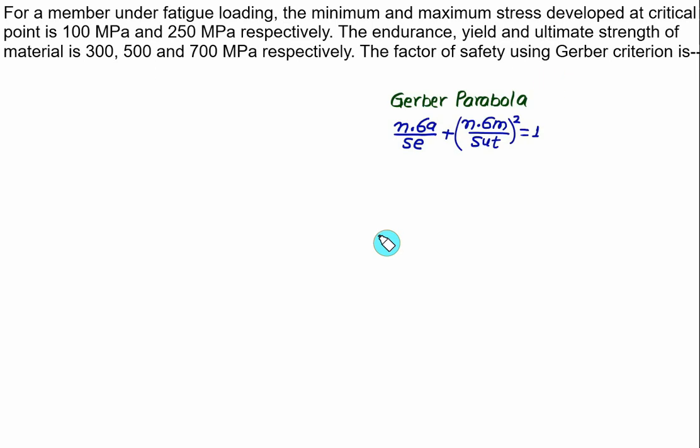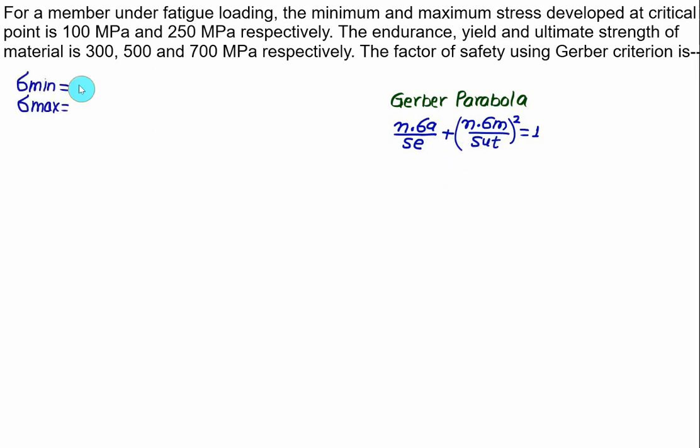According to the Gerber parabola, we have governing equation: factor of safety multiplied by amplitude stress divided by endurance strength, plus factor of safety multiplied by mean stress divided by ultimate stress, whole square, equal to 1. So we can find out here a quadratic equation for factor of safety and we'll solve it. But before this, we'll collect the data and we'll find out the amplitude stress and the mean stress.